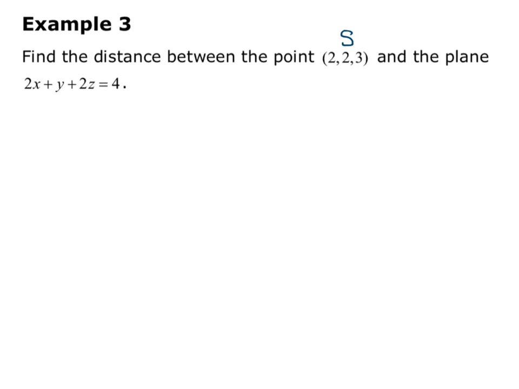So (2, 2, 3) is our point S, it's just given to us. And to find the normal vector, we take the numbers attached to x, y, and z. So n equals (2, 1, 2).